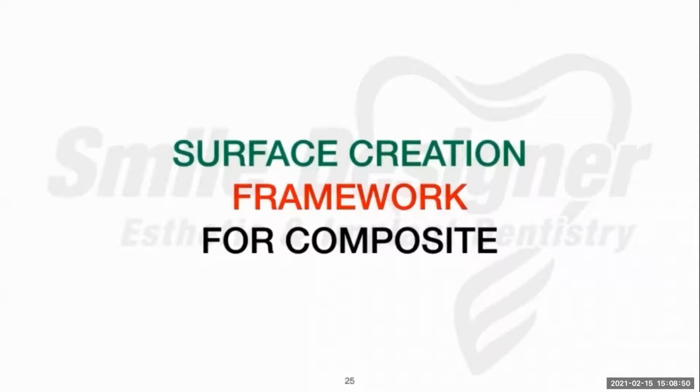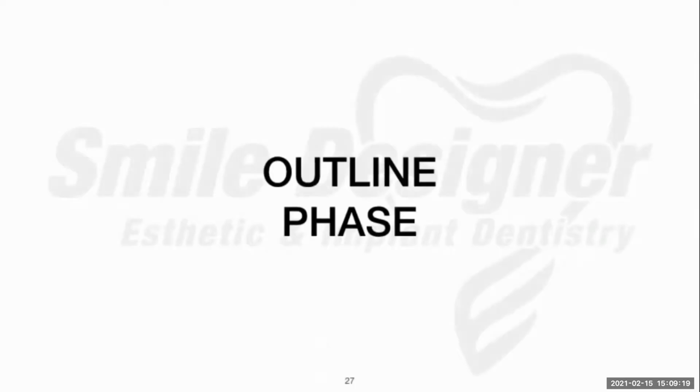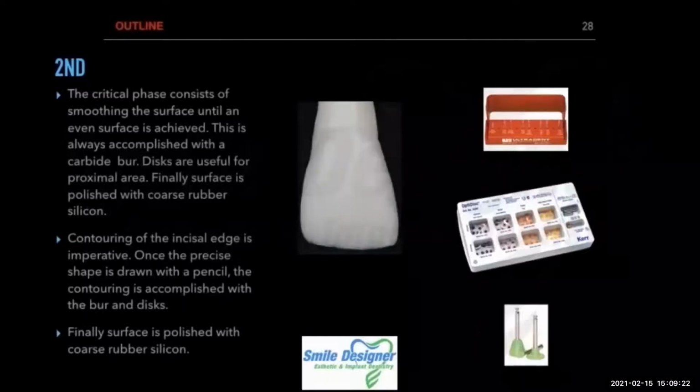I recommend that creating the natural surface could be done in 12 steps. Step 1: firstly, we must have complete polymerization. Complete polymerization is gained by covering all of the surface with glycerin gel to eliminate the oxygen inhibition layer. The second step is the outline phase. For contouring, the generic shape of the tooth is performed with carbide bars or discs, and at the end it is polished with quartz rubbers.